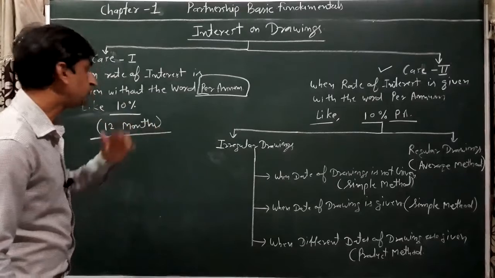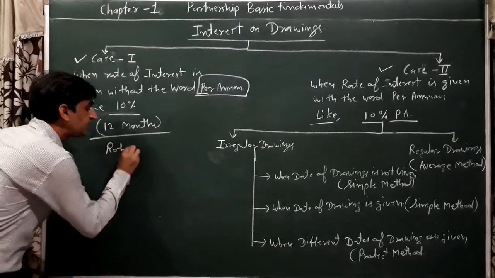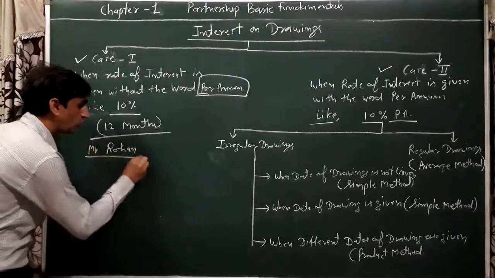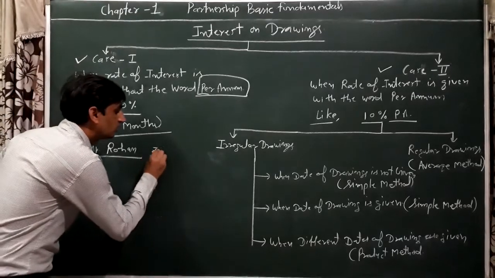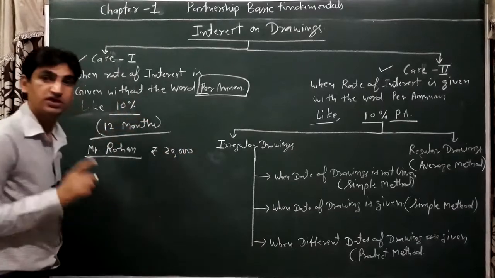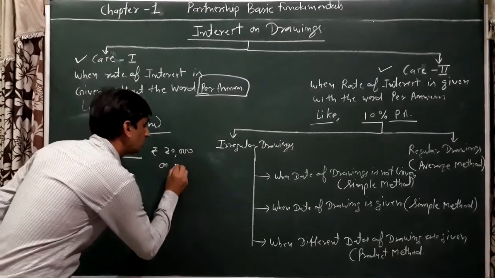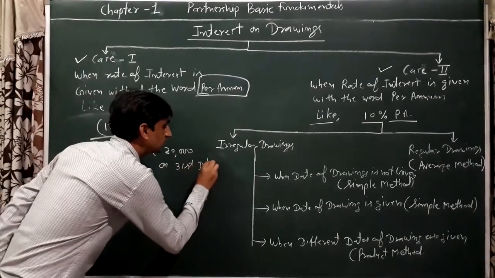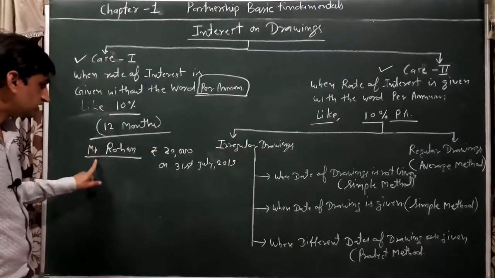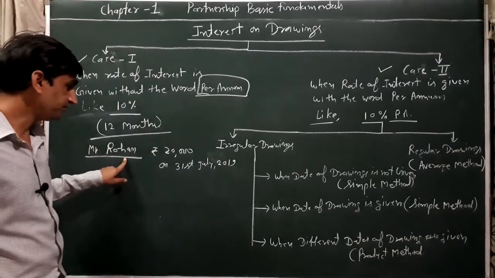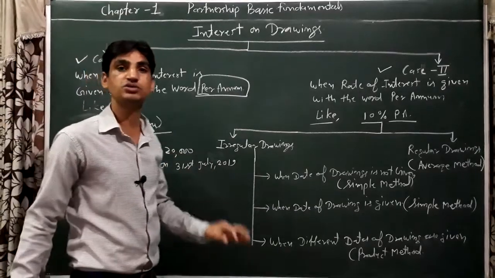Is it clear? Let us try to understand with an example. Rohan is a partner in a firm. He withdrew rupees 20,000 on 31st July 2019.